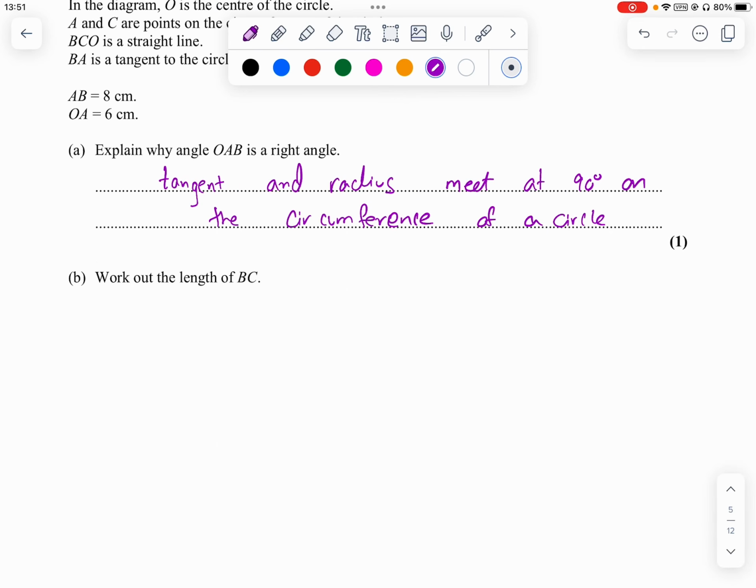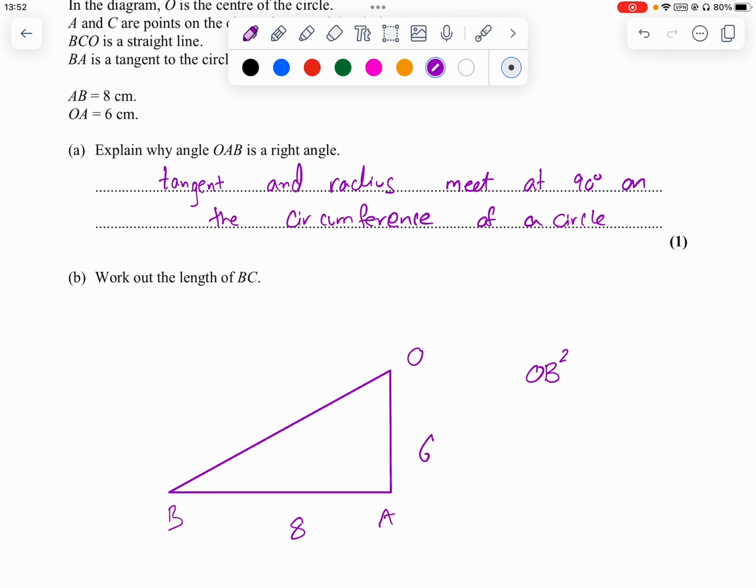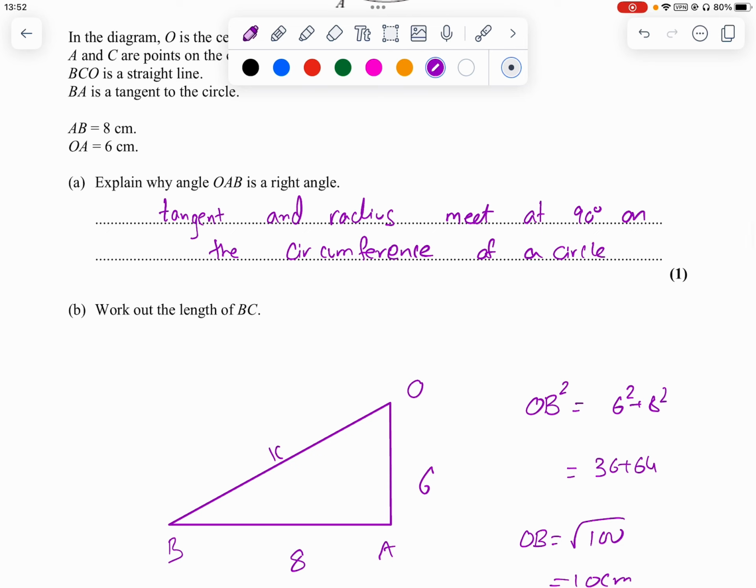Calculate the length of BC. So it's going to be a right angle triangle. So I draw a right angle triangle over there. This is 8, this is 6, O, B, A. So Pythagoras theorem, OB squared equals 6 squared plus 8 squared, which is 36 plus 64, which is 100. So OB equals square root of 100, which is 10 centimeters. OB is 10 centimeters.